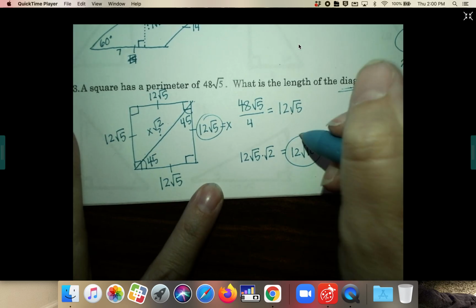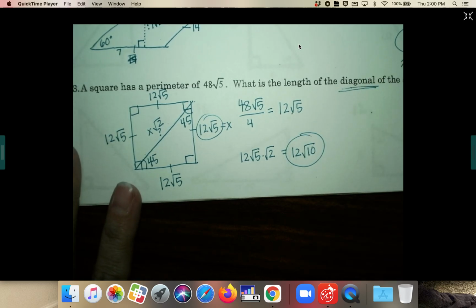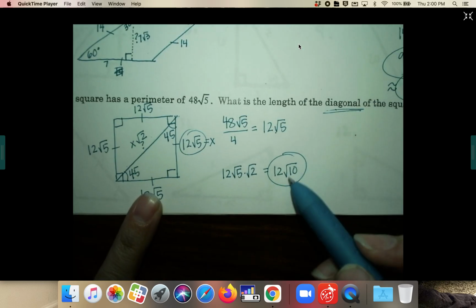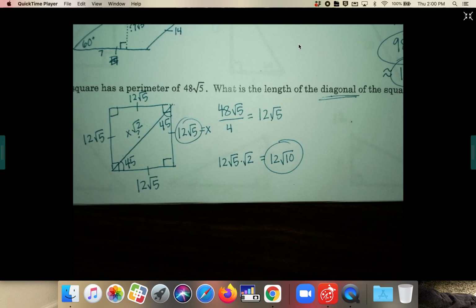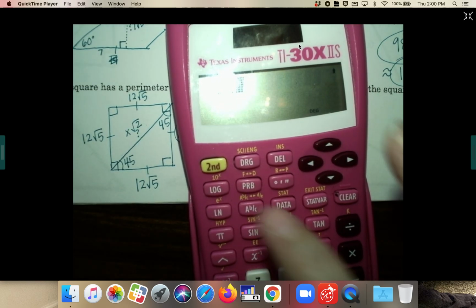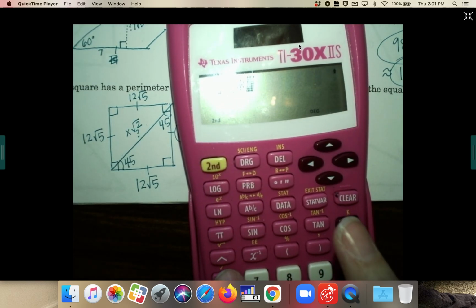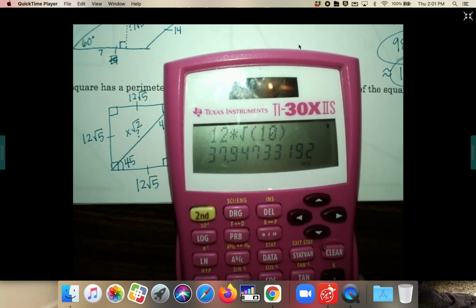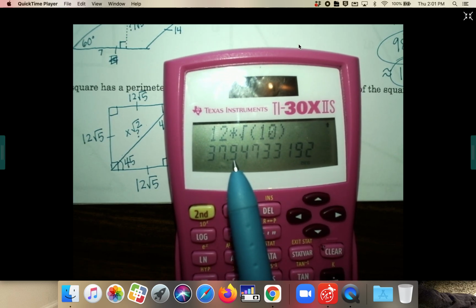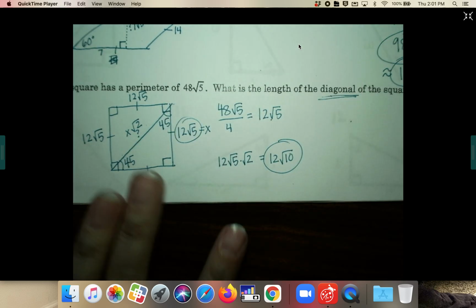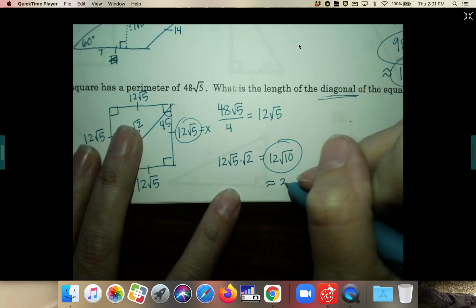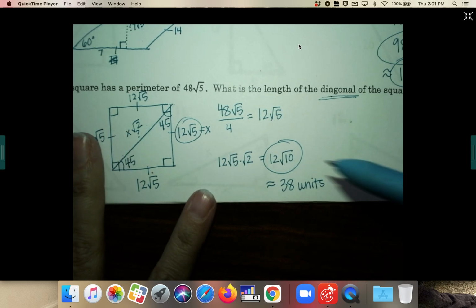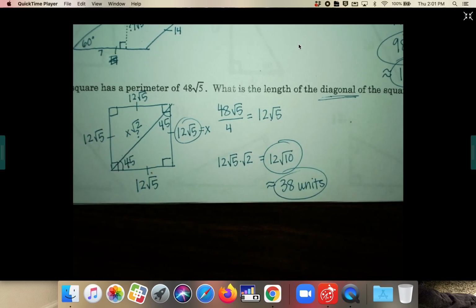So this is the answer in simplest radical form, but since this one said round to the nearest whole, let's go ahead and put that in your calculator too, just to see what that would be. 12 times the square root of 10 is, the 9 would bump that up to 38. So about 38. And it didn't even tell us inches, so I'm just going to say units on this one. So either one of these answers is fine for this.